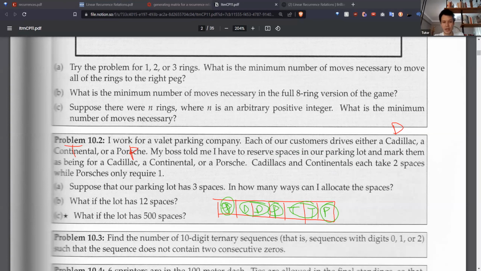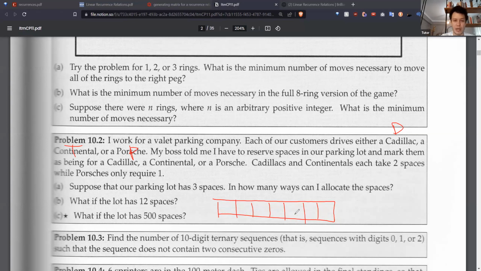So basically, if I wanted to park, for example, there's an option to park one Cadillac, one Continental, and 3 Porsches if I were to do this marking, right? Now the problem is saying that you take care of the customers. The boss told you to reserve the spaces in the parking lot. So you need to allocate the spaces. You need to decide what's going to be a Porsche, what's going to be a Cadillac, what's going to be a Continental. So the question is, in how many ways can I color the spots?